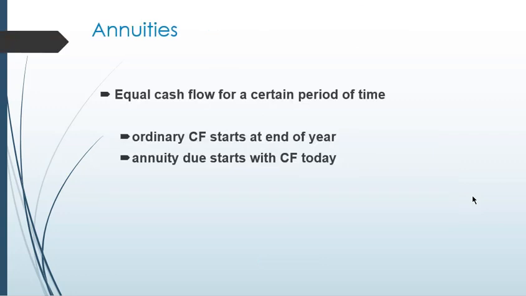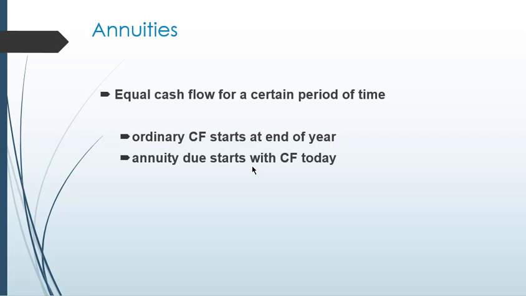Another type of cash flow stream that's very prevalent in investing are annuities. An annuity is an equal cash flow stream for a certain period of time. Now there are 2 forms of this. An ordinary annuity's cash flow starts at the end of the period. The annuity due starts today. So we need to understand that there are differences in the phrasing of the questions, and that obviously will make a difference in the value that's determined.